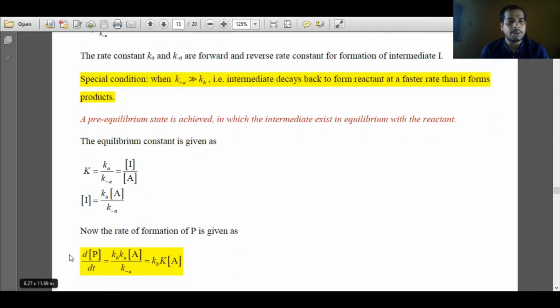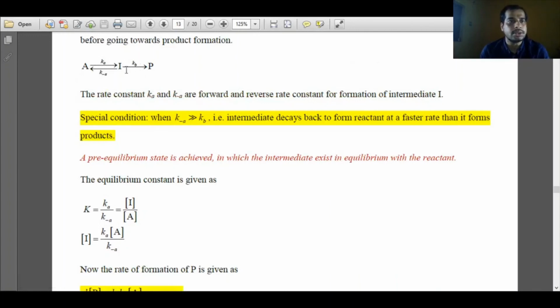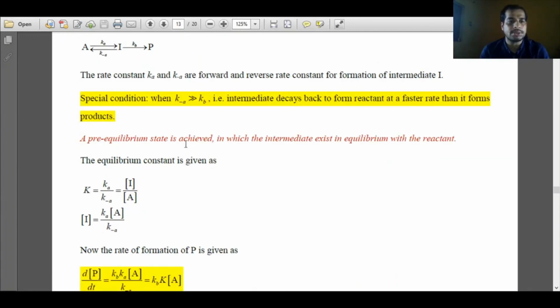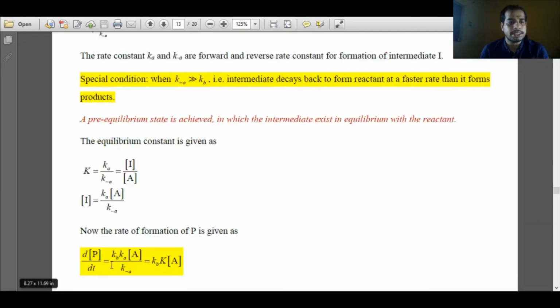So the rate law for product formation is dP over dt equals Kb times I, the concentration of I. In place of the intermediate concentration, if I replace this expression, Ka over K minus A, then Ka over K minus A is the equilibrium constant. So I will get an expression in terms of Kb, the equilibrium constant, and the concentration of A. And again, the concentration of A is known.